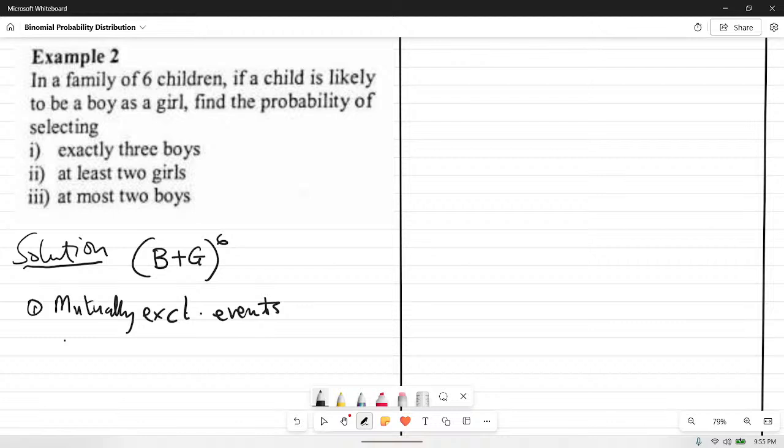You understand? Now, the second thing is that there's a fixed number of trials. So over here, what is the fixed number of trials? It says in a family of 6 children, so the children altogether are 6. These are the number of trials. Now they say you find the probability of exactly 3 boys and not the rest.